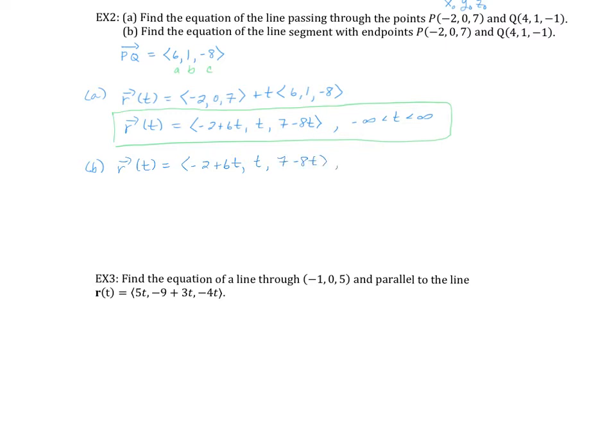Okay, so 0. Now I need an ending t value that gets me to the point 4, 1, -1.